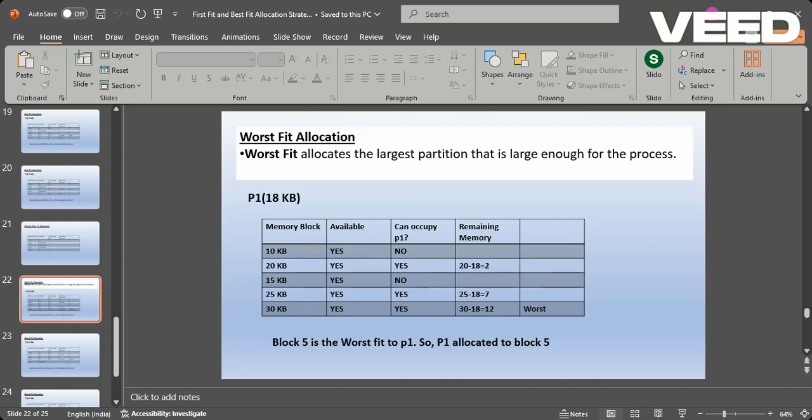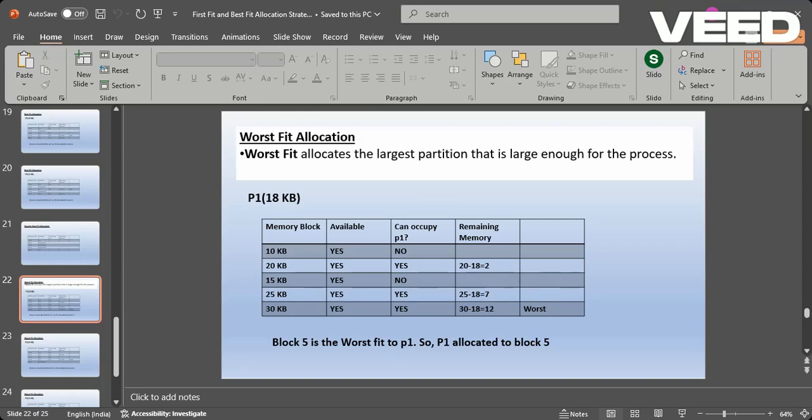In the case of best fit, we find the location with the least memory wastage, which is the best location. Here we find the partition with the highest memory wastage, the large memory wastage space, which is the worst location that is enough to store the particular process. So starting with the P1 process, whose size is 18 KB, from 10 KB onwards we need to search. 10 KB is not enough to store P1.